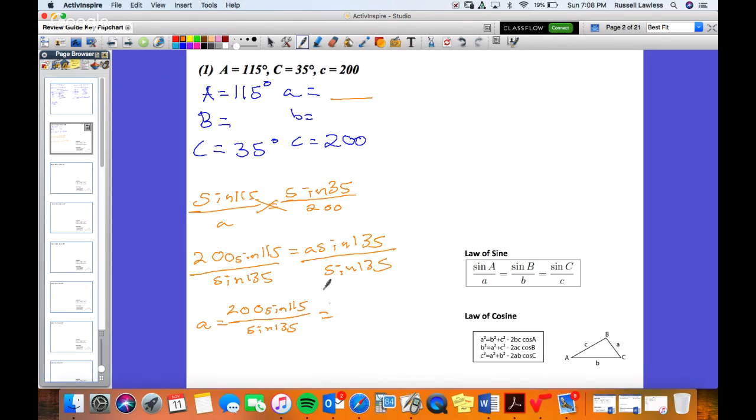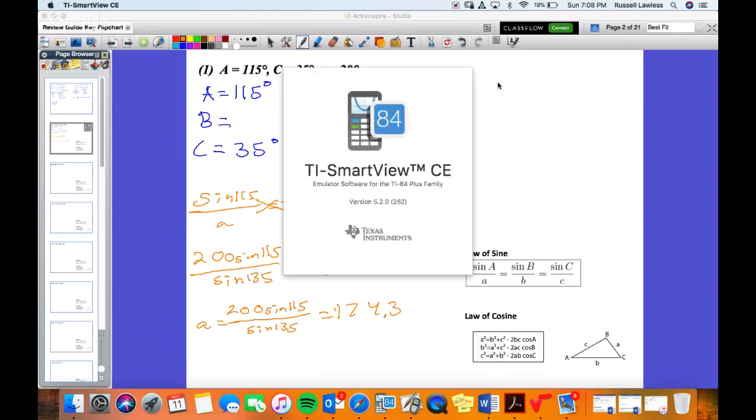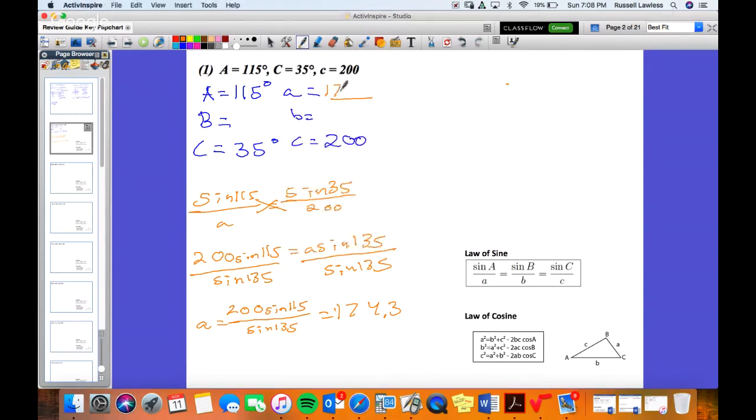And then that's going to equal us 189, but not 189, 174.3. So for side lengths, we're looking just at one decimal place, 173.3. Now we're done solving. Now we've got to find the angle and the missing side.